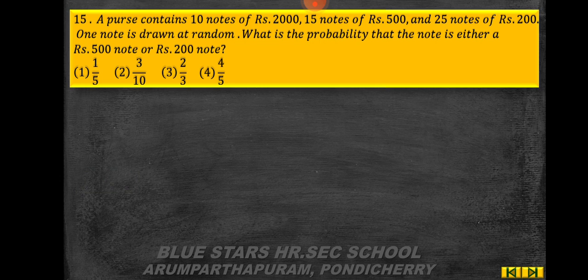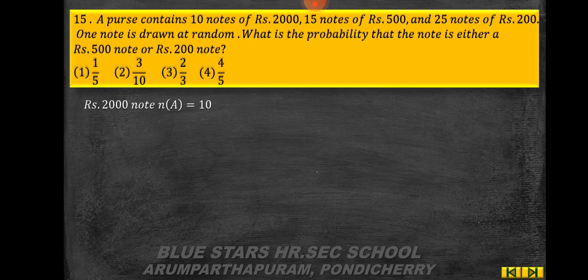Question number 15. Last question of the 1 marks exercise. A purse contains 10 notes of rupees 2000, 15 notes of rupees 500 and 25 notes of rupees 200. One note is drawn at random. What is the probability that the note is either a rupees 500 note or rupees 200 note? Option 1, 1 by 5. Option 2, 3 by 10. Option 3, 2 by 3. And option 4 is 4 by 5.